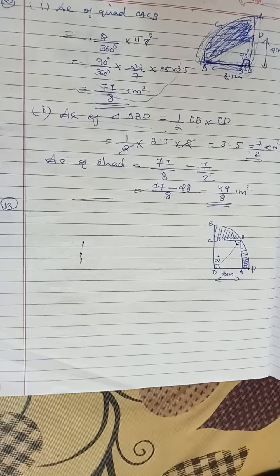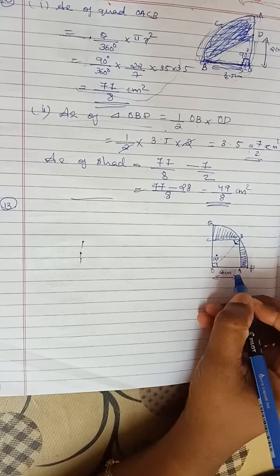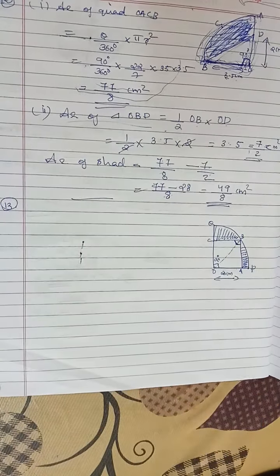Next question, question number 13. In the given figure, a square. So this is the square. OABC is the square.